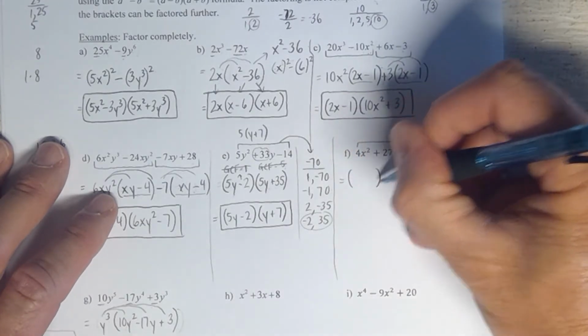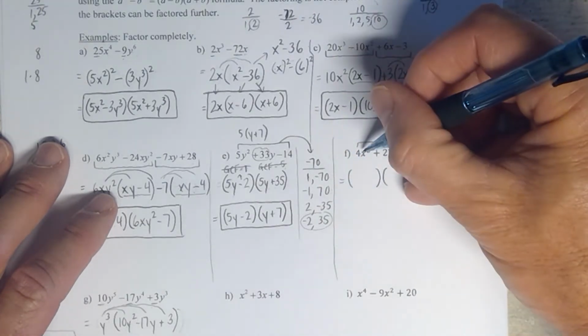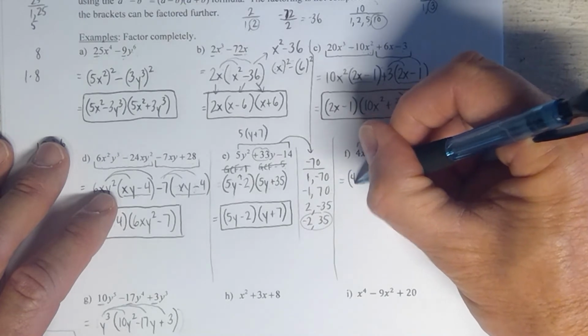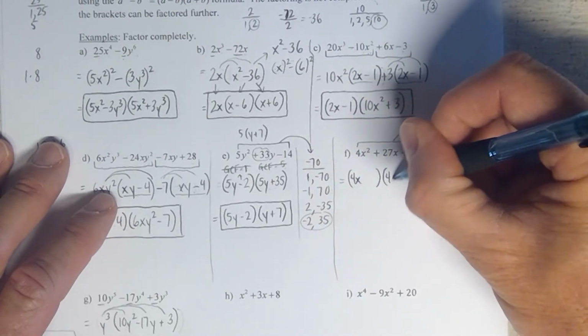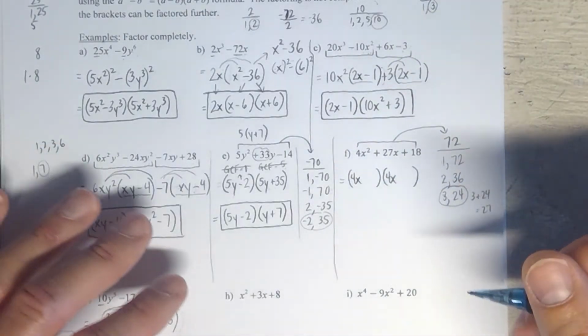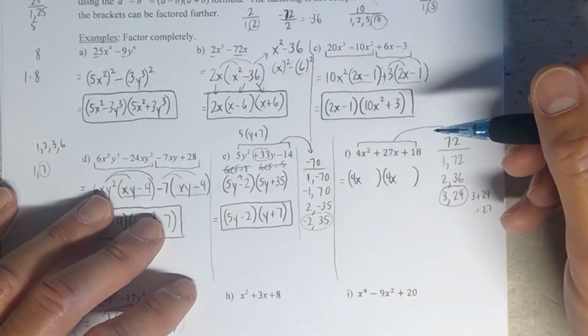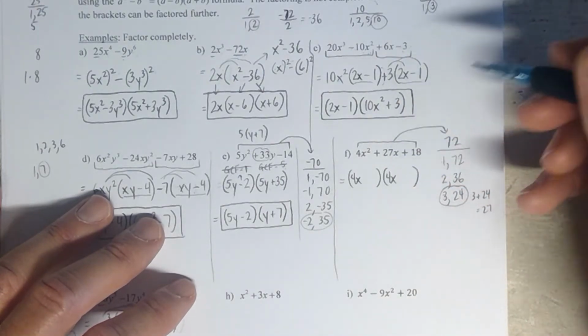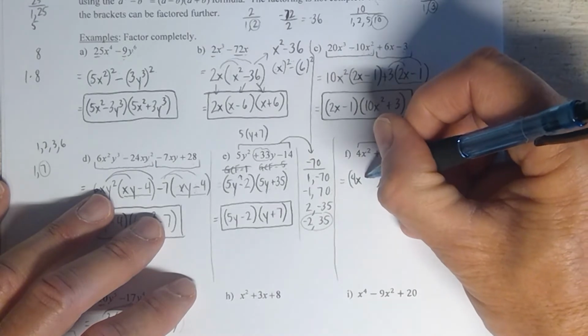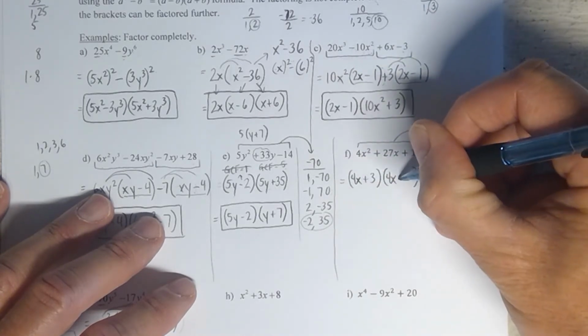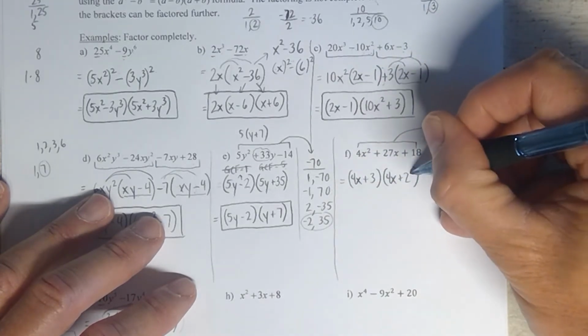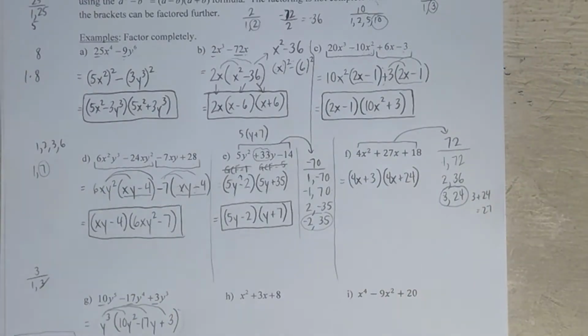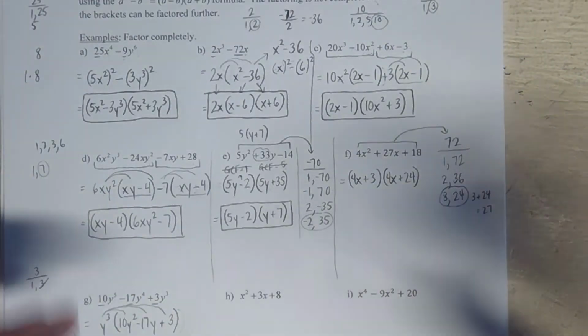So what do we do? As I mentioned in the last problem, because this is 4x squared, you have to do 4x and 4x. Do not just say x and x. That will not work. Okay. 4x and 4x. Then we take this, and since they're both positive, we're going to say plus and plus here, plus 3 and plus 24. Okay, so that's the first part of the Berry method.